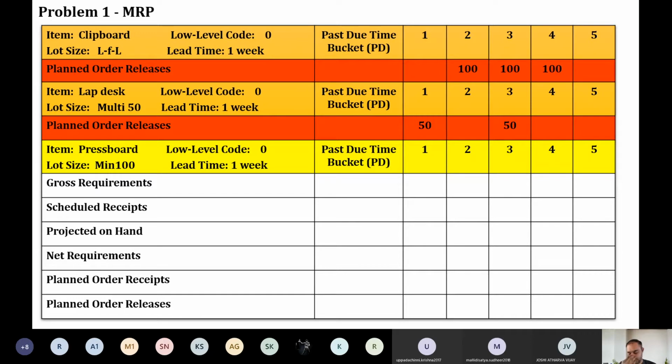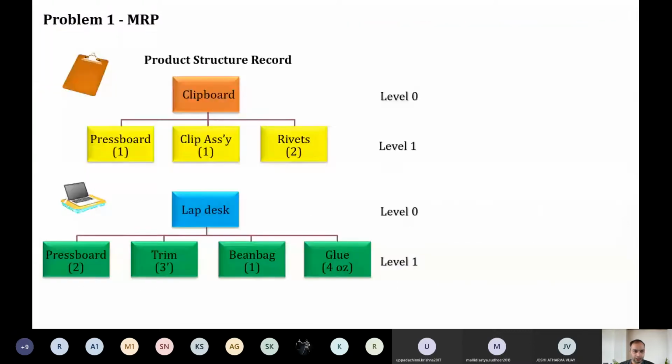Now, as we discussed from the product structure, we came to know that to manufacture one clipboard we require one press board. To manufacture one lab desk, we need two press boards. So this product structure tells you that to manufacture one clipboard you require one press board, and to manufacture one lab desk you need two press boards. Are you clear in this?